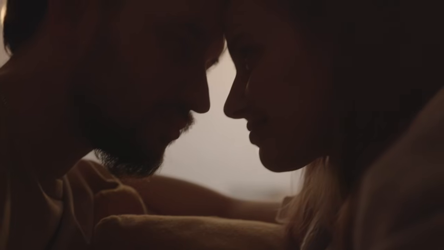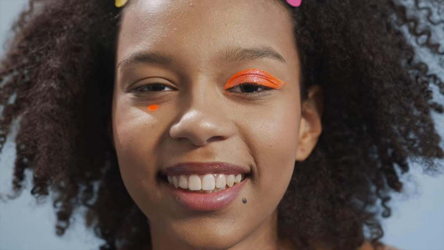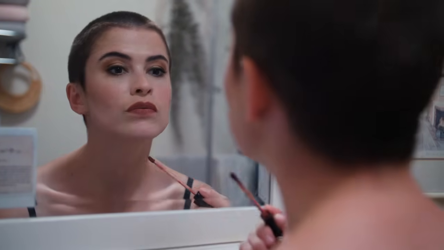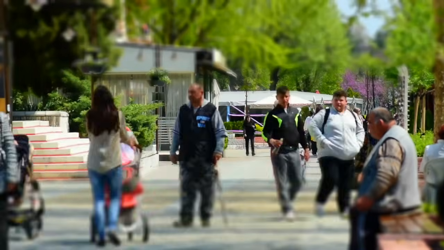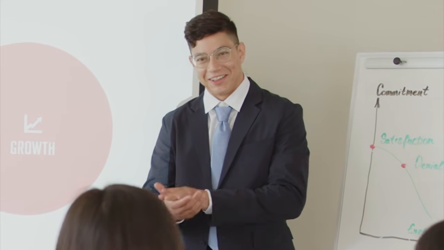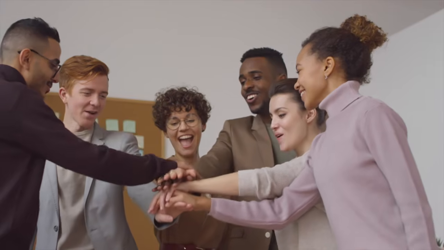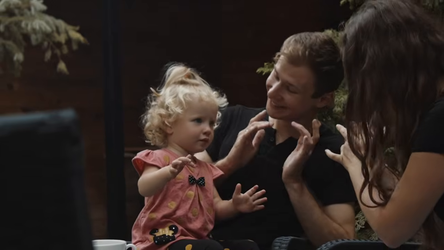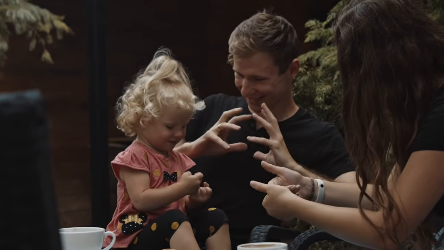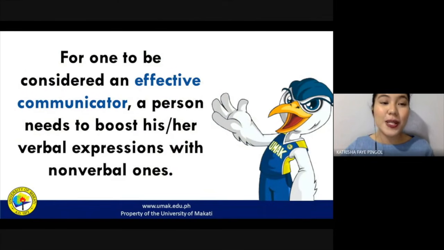Other examples of nonverbal cues include stares, smiles, manners of walking, standing and sitting, physical appearance, style or attire, attitudes toward time and space, personality, movements, and gestures. These nonverbal cues complement a verbal message by adding to its meaning. They can also be used to substitute for verbal messages or emphasize whatever is being said. Now remember that for one to be considered an effective communicator, a person needs to boost his or her verbal expressions with non-verbal ones.